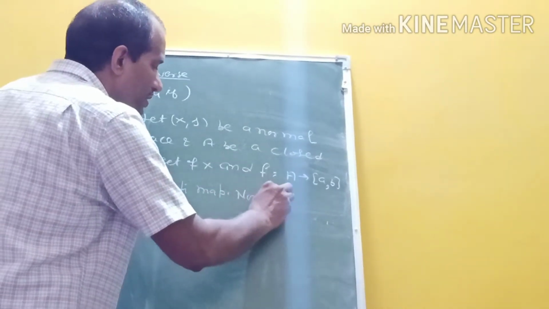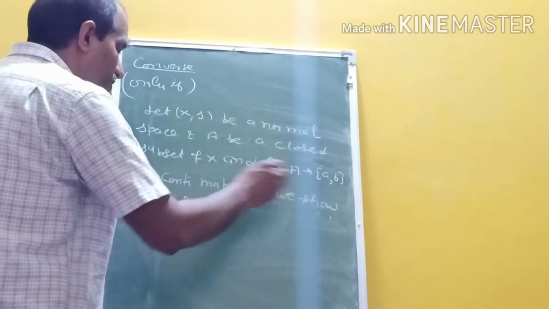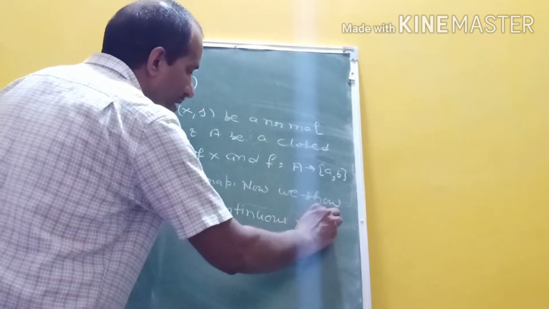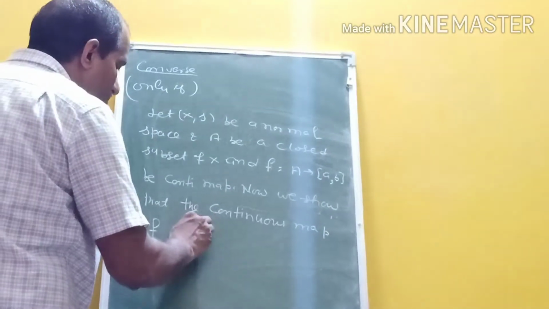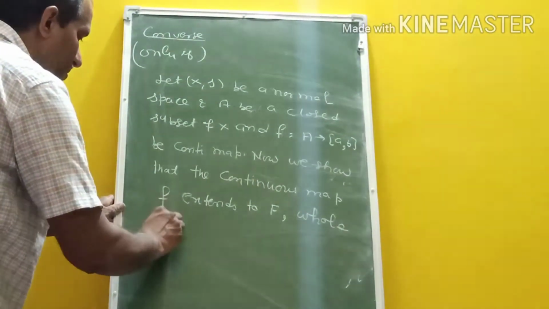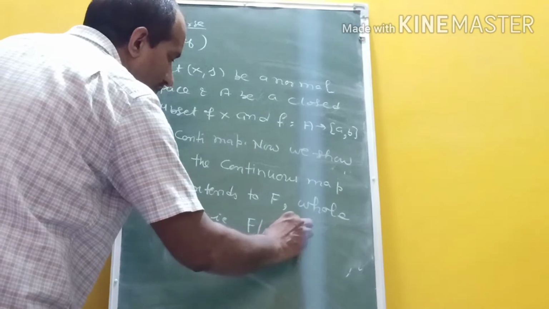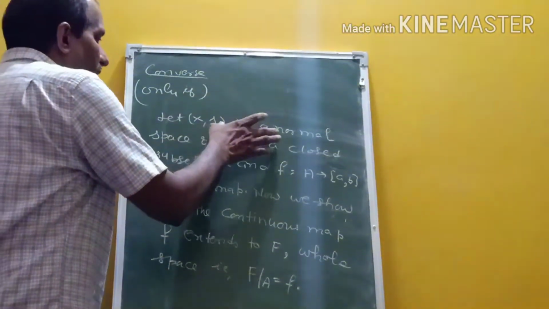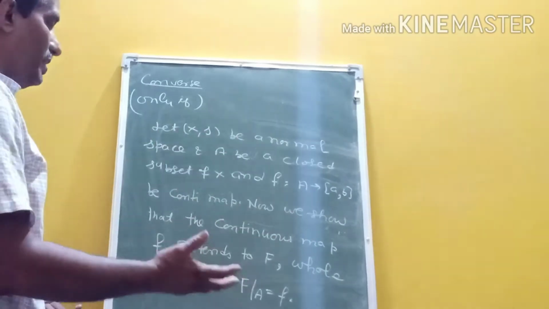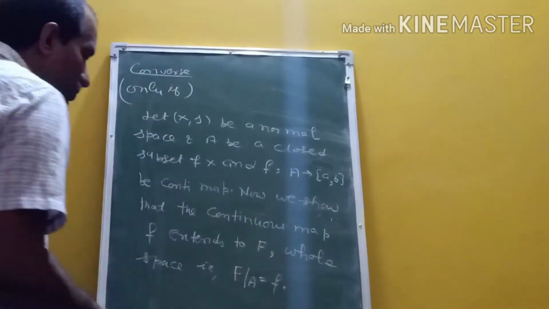Now we show that this continuous map f extends to F on the full space. That is, the value of F at A is equal to the value of f at A. We have given X to be a normal space, A a closed subset of X, and f a continuous map from A to the closed interval [a, b]. This is given, and we have to prove that this continuous map can be extended to the full space. Now to prove this, we have to build.